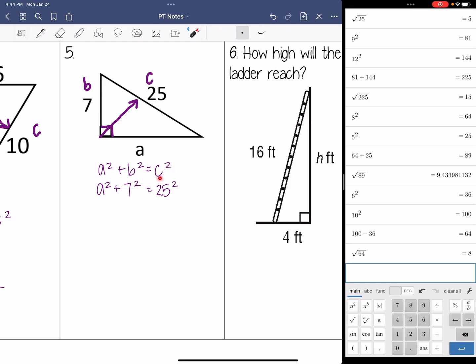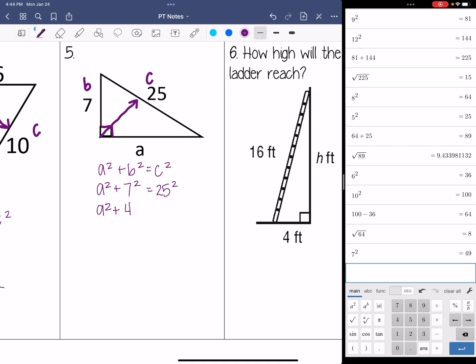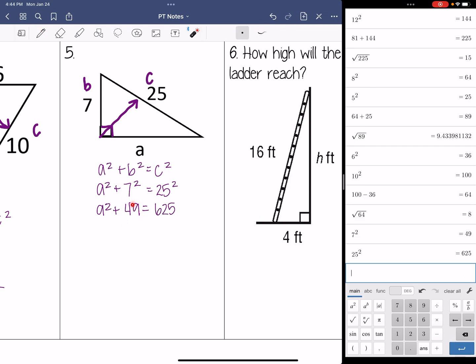Now we're going to go ahead and simplify this. So I have A squared plus 7 squared, which is going to equal 49. And this equals 25 squared, and 25 squared equals 625. Now here I see 49 being added to A squared, so that means I'm going to want to do the opposite. I'm going to want to subtract 49. And again, we know we want to subtract it because we have our numbers on opposite sides of the equal sign. So here we're going to subtract 49 on both sides.